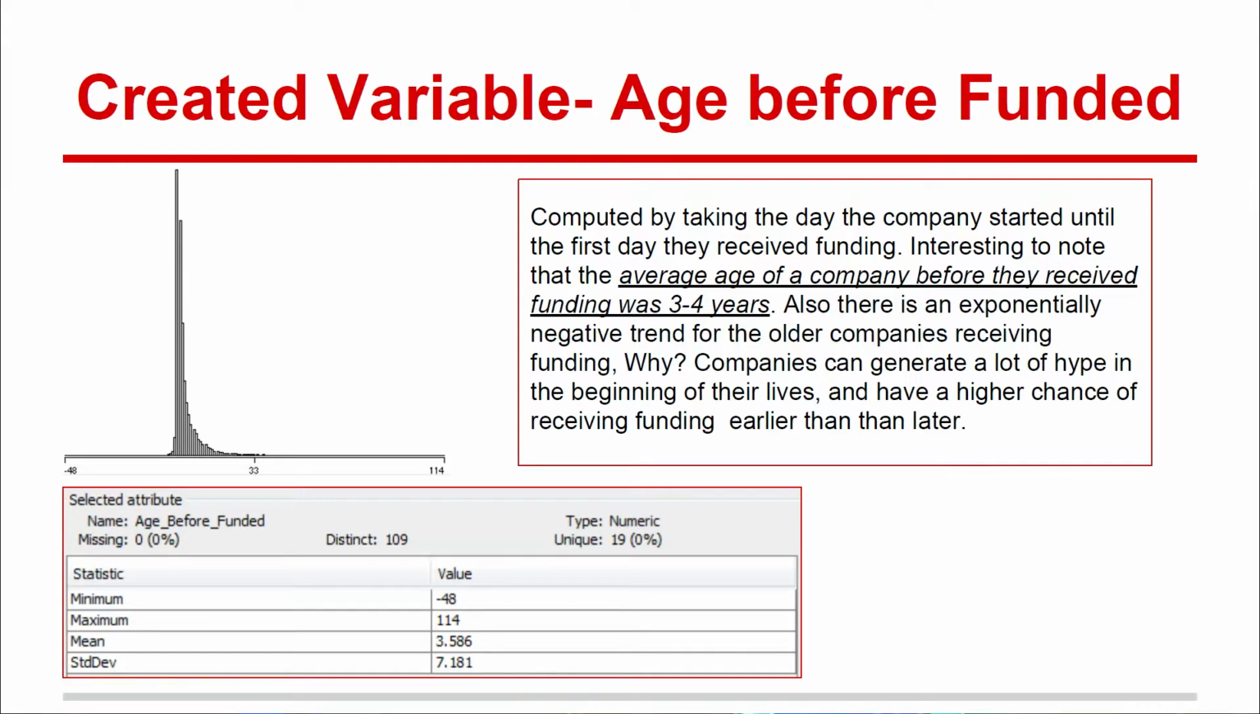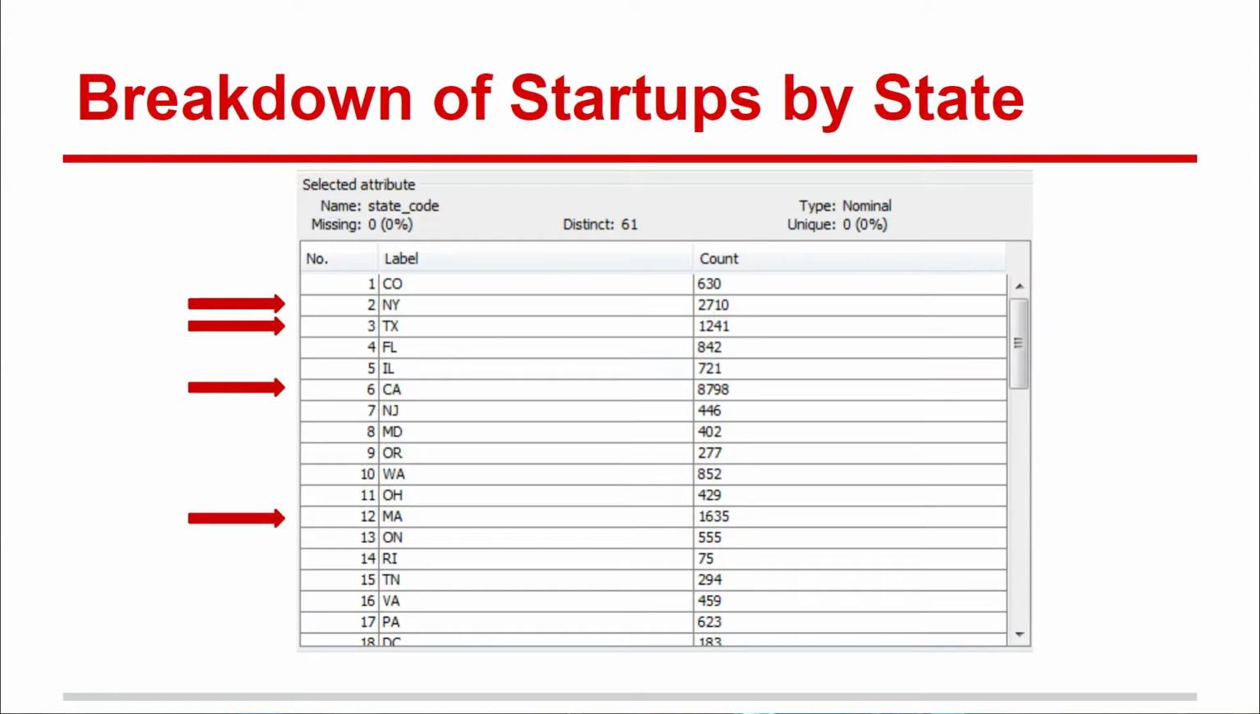A little intuitive, but next we looked at the breakdown of startups by state, and New York, Texas, California, Massachusetts, it's pretty straightforward. A lot of big cities there. New York City, of course, all of California is very important to Silicon Valley. Boston, a very good place for startups and businesses as well.